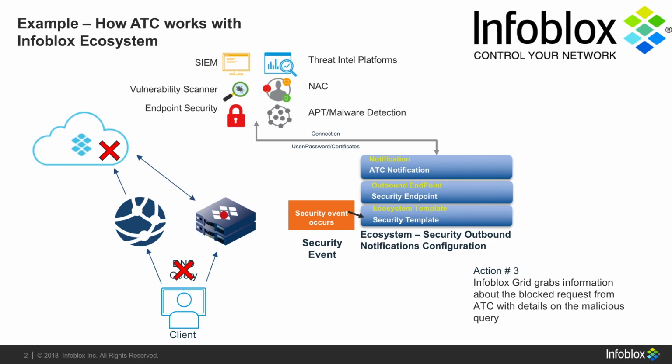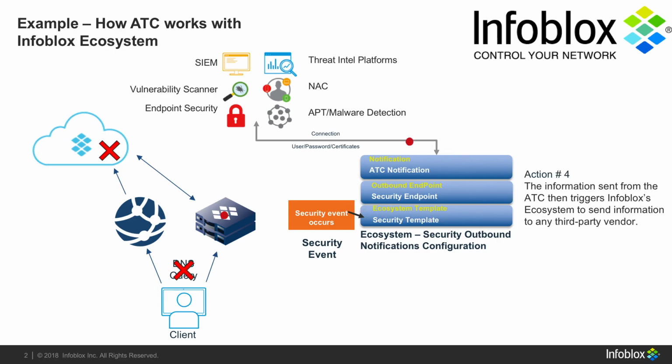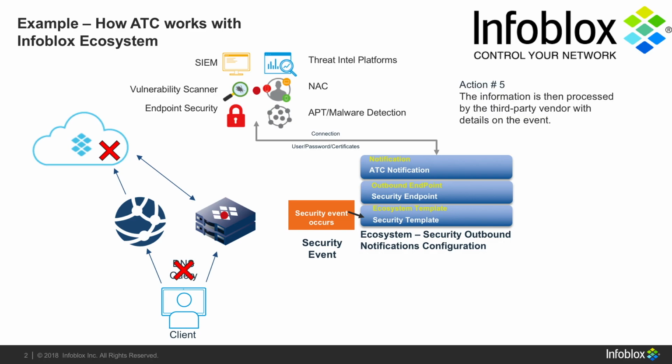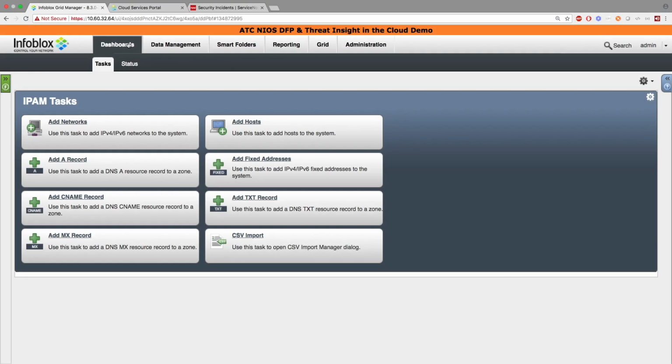Infoblox Grid then grabs the information about the malicious request from Infoblox's Active Trust Cloud with details about what just happened. The information grabbed by Infoblox then triggers Infoblox's ecosystem to send information to any third-party vendor. Finally, the information is processed by a third-party vendor with details on the event. Now let's see how to set everything up between the Infoblox Grid and Infoblox's Active Trust Cloud.